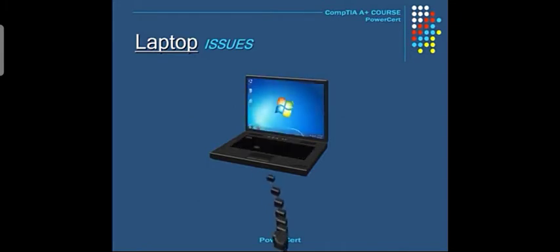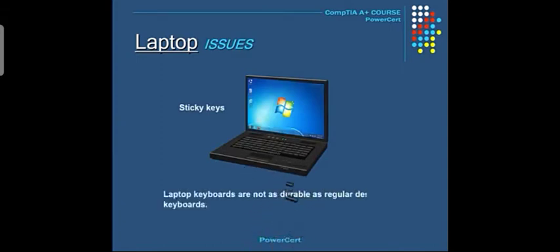Problems with keys sticking is another issue that can happen with laptops. One thing you notice is that laptop keyboards are not as durable as desktop keyboards, so they are more susceptible to wear and tear, so they tend to wear out a lot faster. So if you're going to repair or replace a keyboard on the laptop, you need to be extra careful.